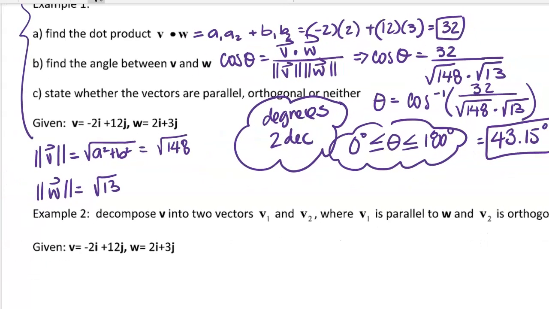Now, letter C says, tell us if the two vectors are parallel, orthogonal, or neither. So, Lindsay, remind us what angle do we need for the vectors to be parallel? Either 0 or 180, since I'm in degrees. Is that cool? Then, Angelina, what angle should we have if we want to be orthogonal?